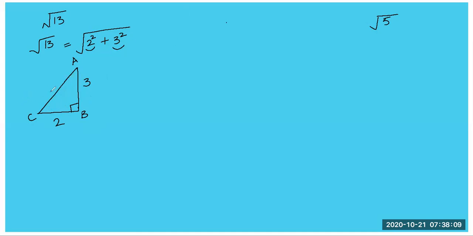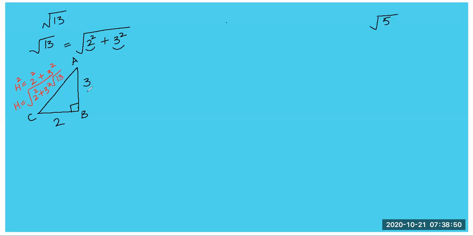hypotenuse AC: h squared is equal to base squared, that is 2 squared, plus perpendicular squared, that is 3 squared. From this I can find h. I will take square root on both sides, so I will get the square root of 2 squared plus 3 squared, and that is what I want to find out. This is equal to square root of 13. So my hypotenuse will be square root of 13.